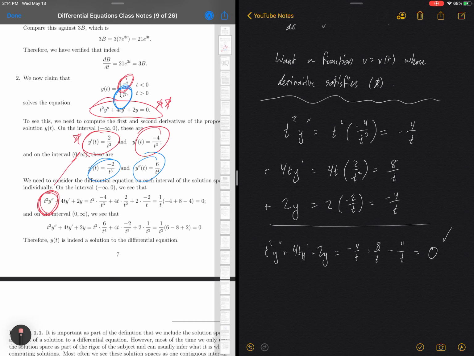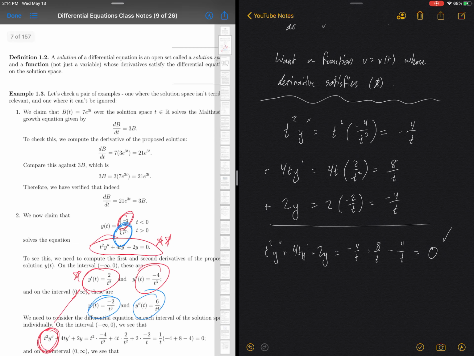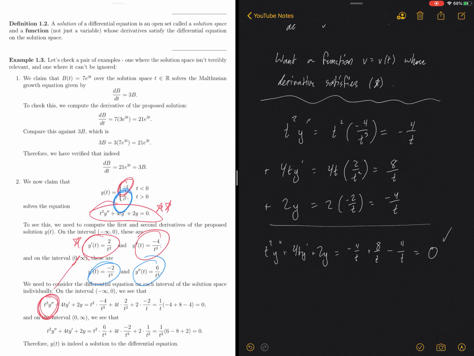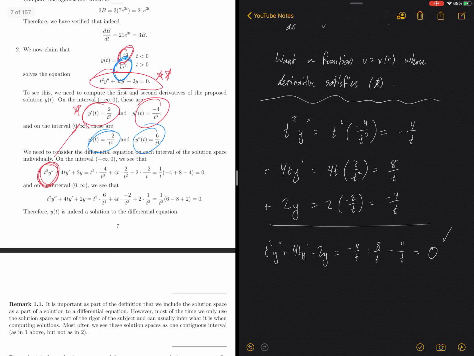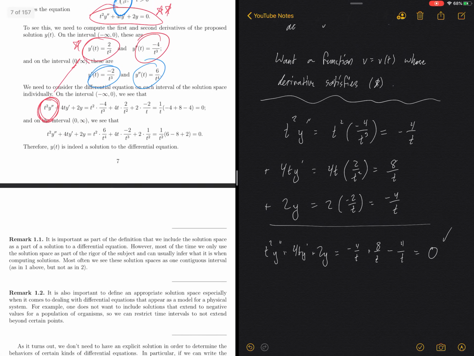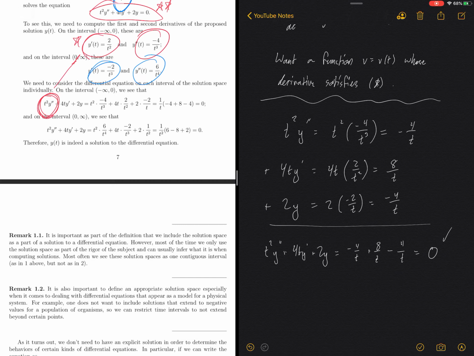So there is this careful interplay of what constitutes a solution and where that solution is defined. And if you'll see up here in the definition, there is a solution space to consider as well. Our solutions to differential equations are functions, and those functions are defined over certain domains that we call solution spaces. So that is what constitutes a solution to a differential equation.